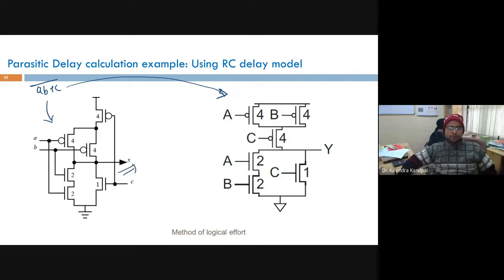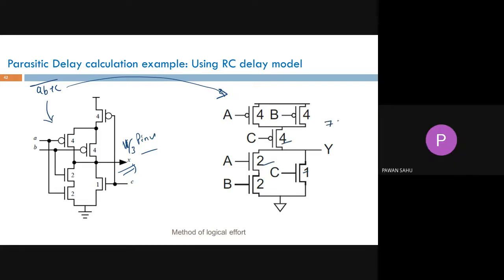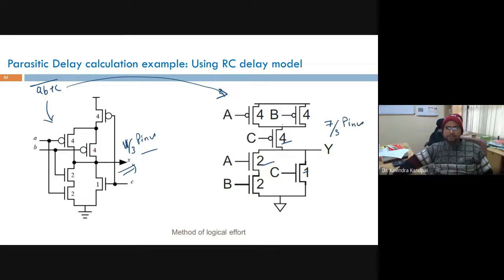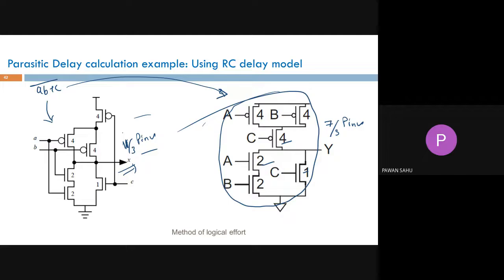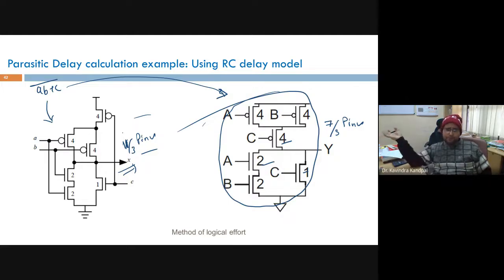So what is the parasitic delay here? Here you are getting 2 plus 1, that's 3 plus 4, 7 plus 4, 11 by 3 P inverter. And here 4 plus 2 plus 1, that is 7 by 3 P inverter. So can I say this one is giving you less parasitic delay compared to this one, though the logic function is the same? Yes, sir. So as I have been telling you for a long time, the way you place your transistors, if you are providing junction sharing, as you might have seen in the RC delay model, you can always decrease this delay, the parasitic delay, the P part of the component.